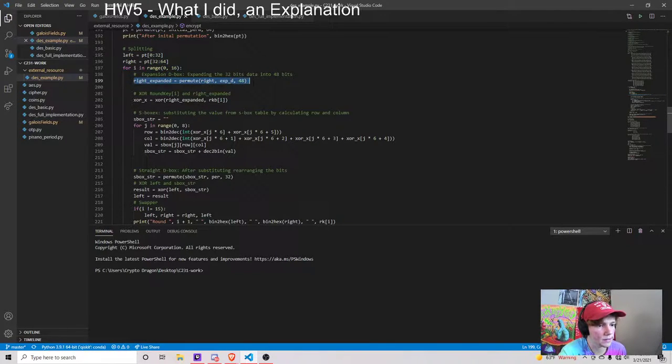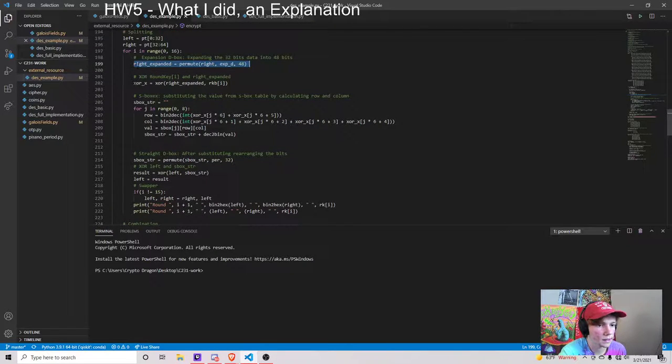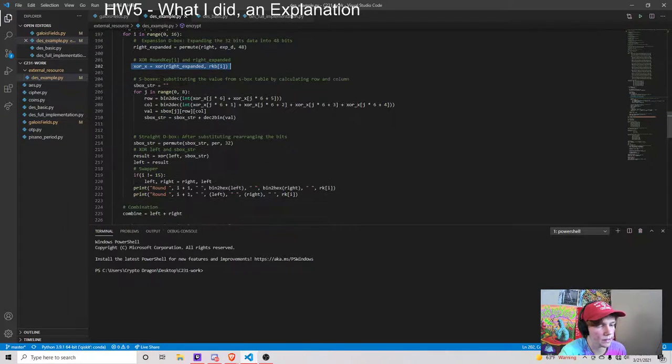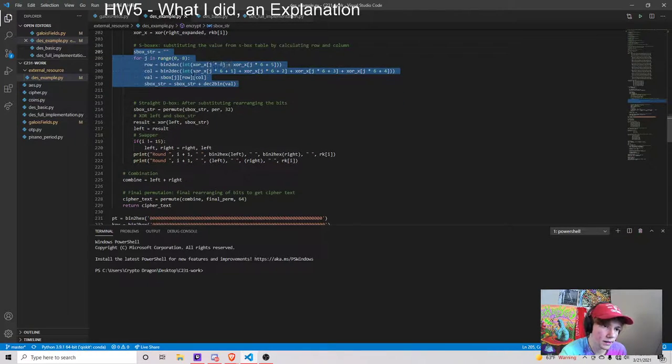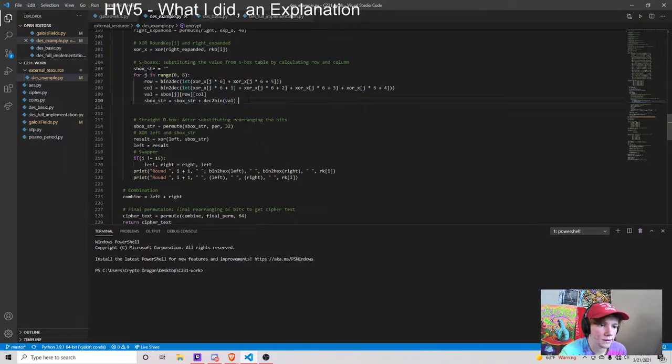So first I need to expand the right half to 48 bits. Then I need to XOR the expanded right with the round key. Then from there I will do SBox substitution of each hex value. There should be 8 because of how the expansion works and how hex works. So there will be 8 SBoxes that are unique.